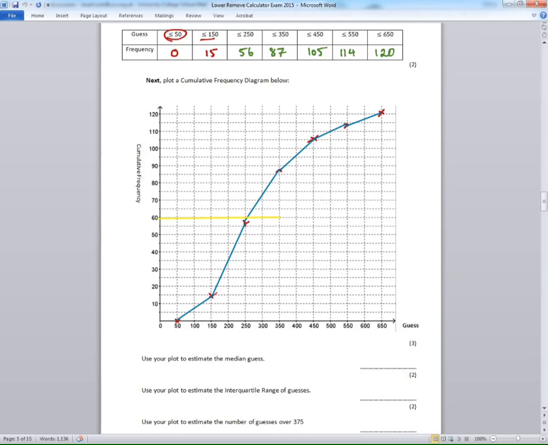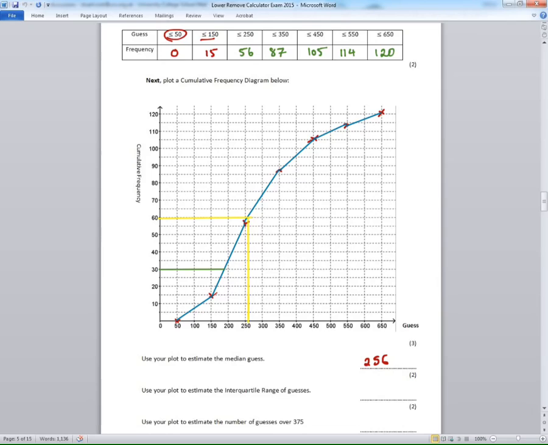So part 1 of this says use the graph to estimate the median. So the middle person was the 60th person. You go down and you see that, I don't know, maybe that 60th person's guess was 256 or something like that.